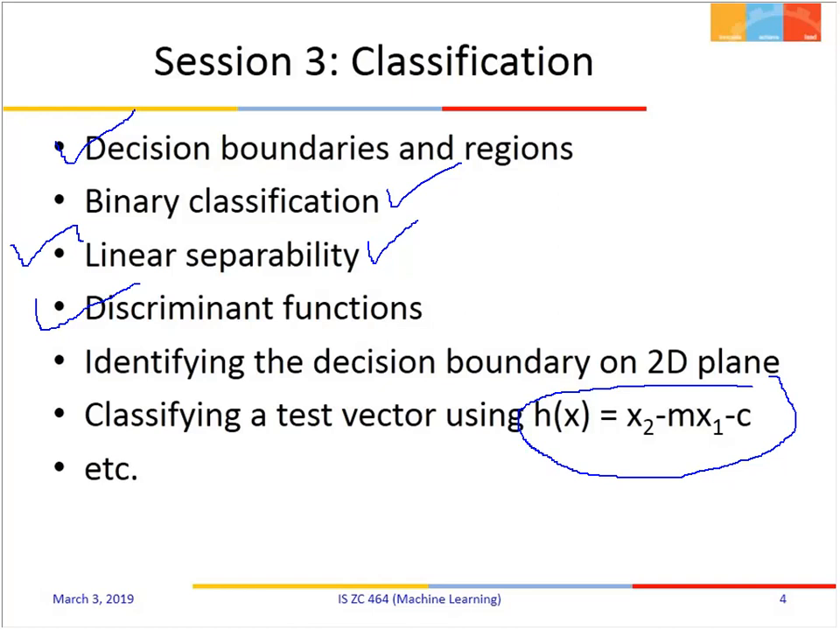And you can understand that here this C is basically a kind of threshold beyond which your data belongs to another side of the boundary. If the computed hypothesis value for x_t is less than 0, you will have the data belonging to the other class. And you also saw the process of identifying the decision boundary on a 2D plane.